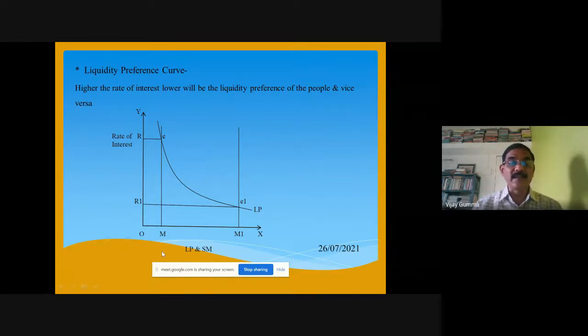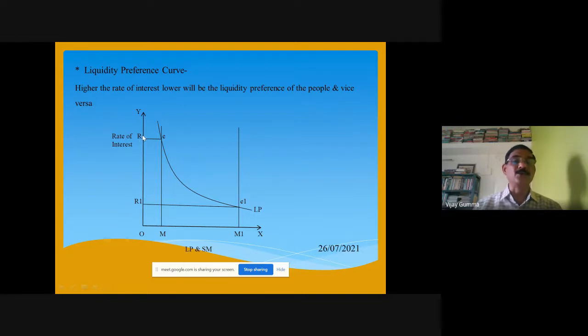Here in this diagram, x-axis represents LP, liquidity preference, that is demand for money, and SM means supply of money. LP is the liquidity preference curve, that is demand for money curve, which slopes negatively downward from left to right towards the x-axis. This downward sloping liquidity preference curve shows that there is an inverse relationship between the rate of interest and demand for money. The vertical straight line to x-axis represents supply of money. At OM supply of money, OR rate of interest is determined.